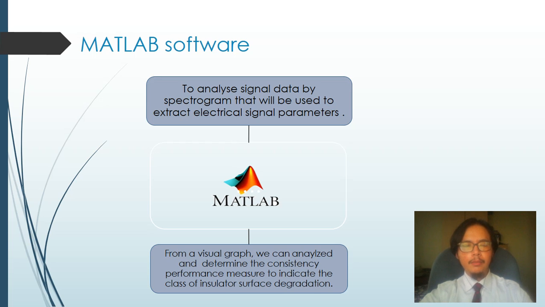Okay, for the software implementation, we are going to use MATLAB software in order to analyze signal data by spectrogram, which will be used to extract electrical signal parameters such as leakage current signal. Then, from a visual graph we can analyze and determine the consistency performance measure to indicate the class of insulator surface degradation.